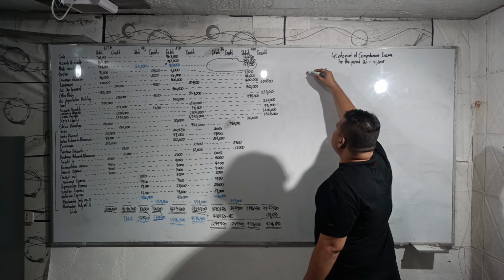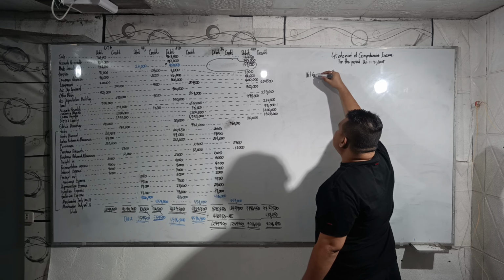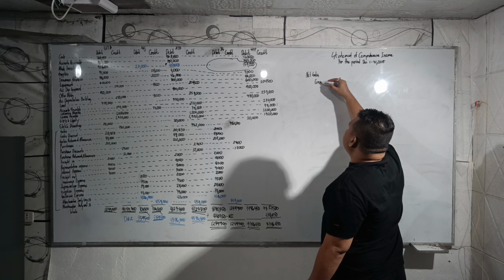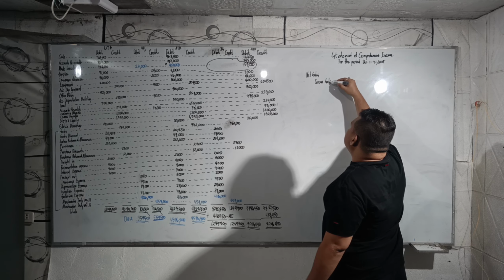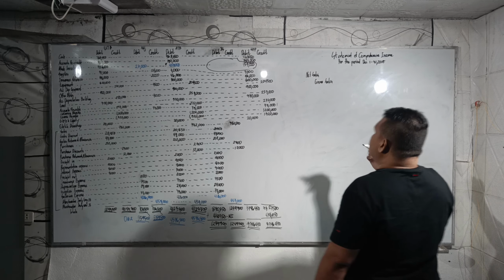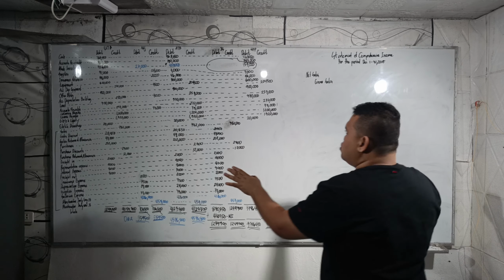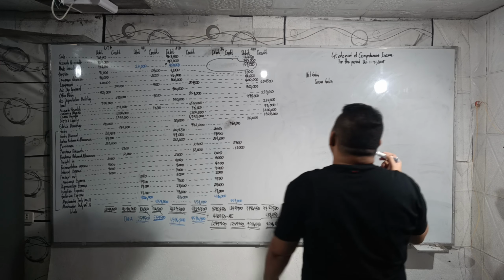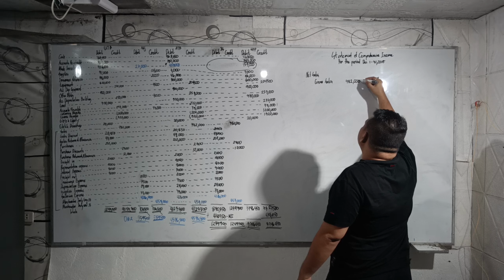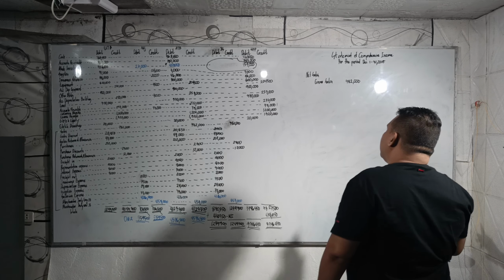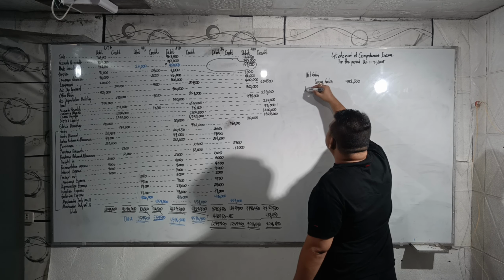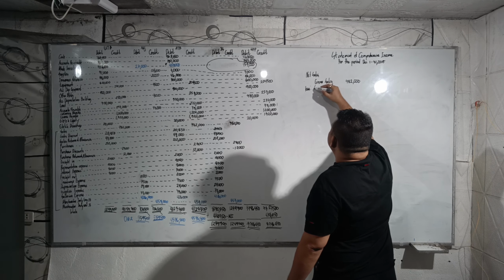So what's the first part? The first part is all about the computation for net sales. You will start with gross sales. The gross sales according to here is 782,000. But then again, we are computing for the net sales. Okay? So let's continue. We have less, again, sales discount.